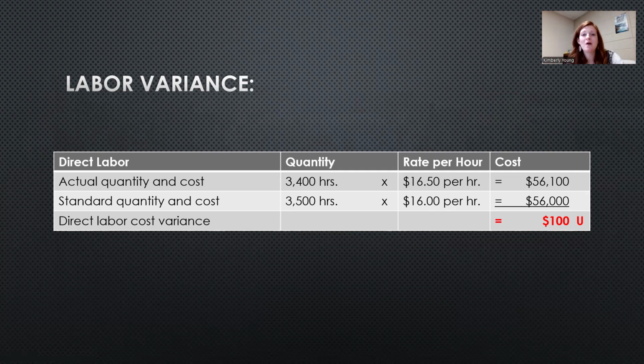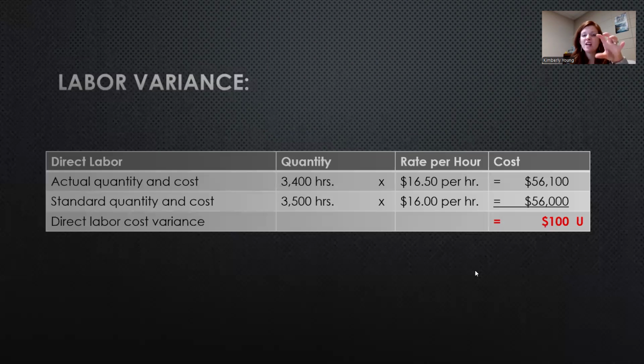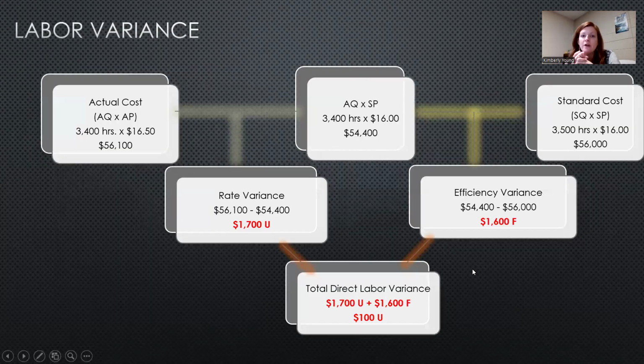Who cares about a $100 unfavorable variance? That's going to be immaterial for almost any company. But if we break it out in these standard costs and this hierarchy here, in this diagram, this will help us to see what made up that $100 variance. Was it just a simple $100, or was it really leaning in one direction that was causing this?